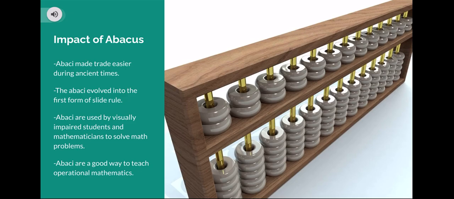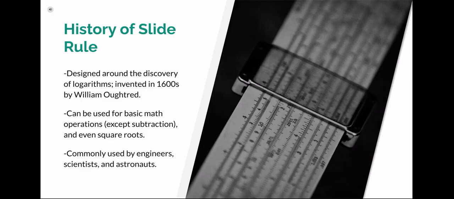So, the slide rule is another mathematical tool, this one much less ancient, having been invented in the 1600s in England. It can be used for all basic math operations with the exception of subtraction, and it can also do more complex calculations like square roots. And this has been commonly used by engineers, scientists, astronauts, and it was even used on some of the lunar missions, including Apollo 11.